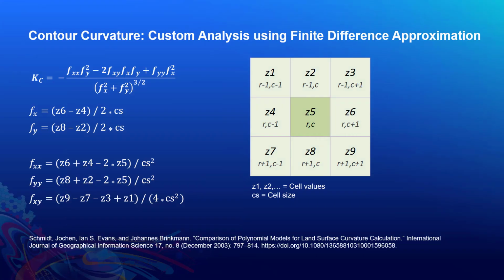Now that you have seen Raster Cell Iterator in action, let's do some custom analysis. Here we want to compute contour curvature using finite difference approximation. Contour curvature is a land surface parameter. As you can see from the formulas, for a given cell to calculate contour curvature, you need not only the cell value of that cell, but you also need all surrounding cell values. We can get all the cells using neighborhood notation.